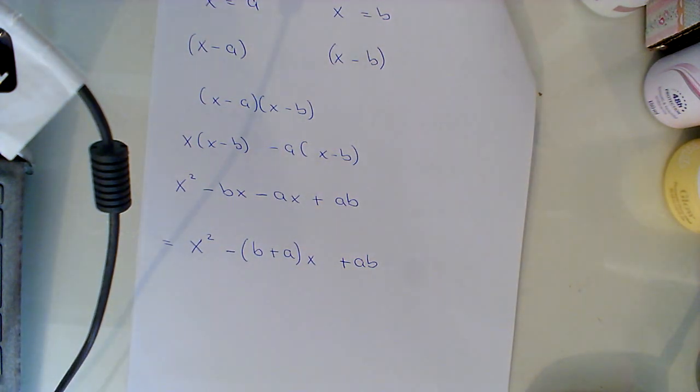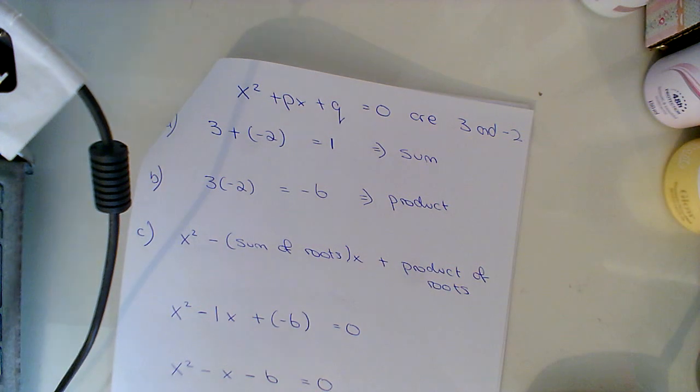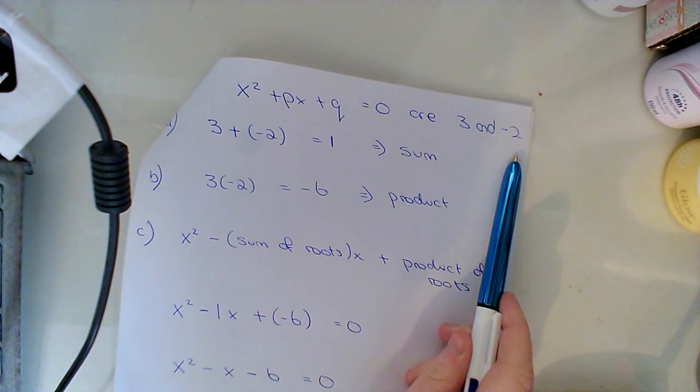Now I'm going to explain question 11, because the next few questions are a little bit different, and I'm going to explain how to go through each one of them. Okay, so question 11, it says the roots of a quadratic equation x squared plus px plus q is equal to 0 are 3 and minus 2. Okay, so this is the question here.